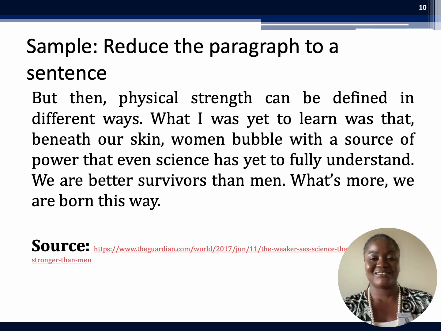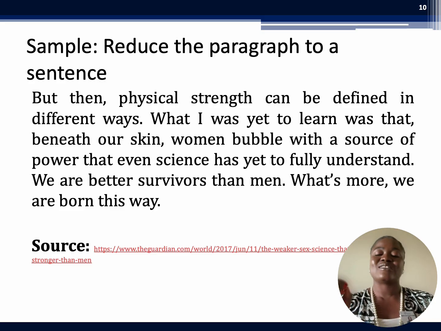All right. So let's talk about the analysis process. The first thing to do is to identify the main claim. And in this paragraph, the main claim is that women have a natural source of power that makes them better survivors. That's the central claim. And what are the key supporting points? That's the second thing for you to identify.